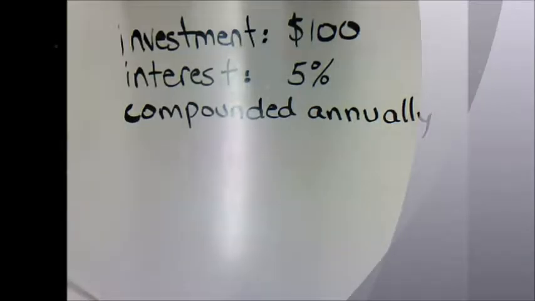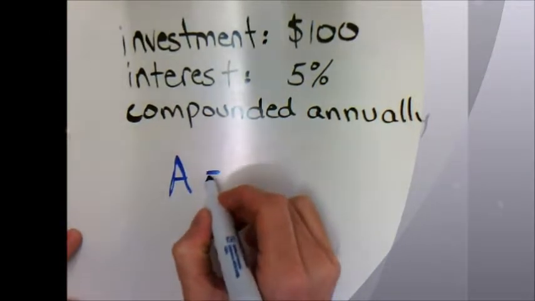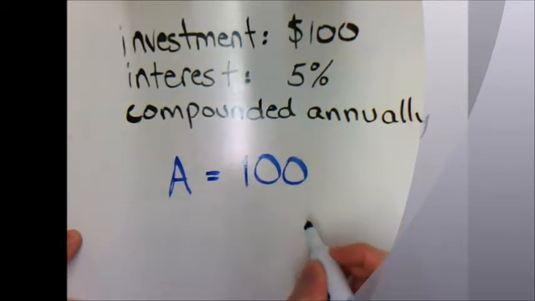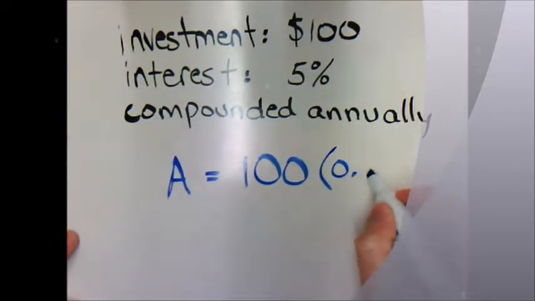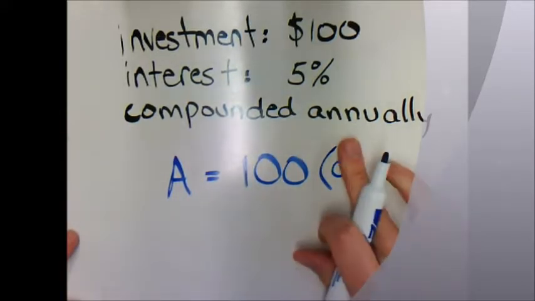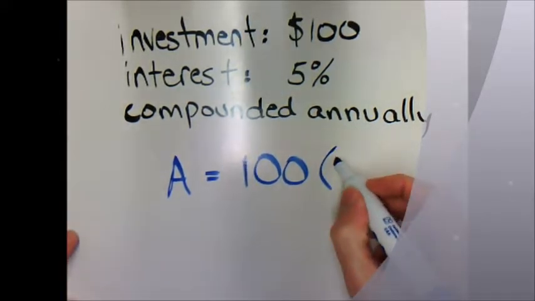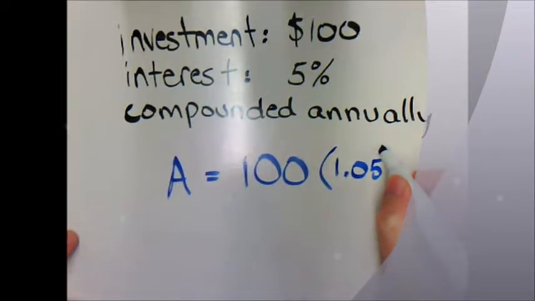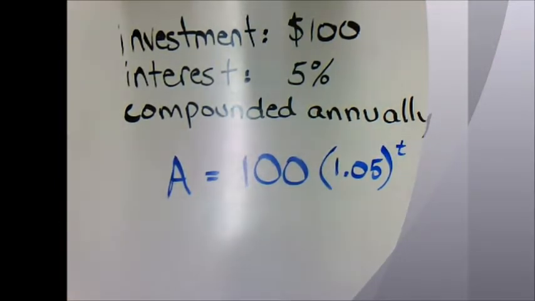Welcome to lesson 6.4 on the power law of logarithms. Suppose you invested $100 in an account that pays 5% interest compounded annually. The amount in dollars in the account after any given time, which we'll measure using the variable t in years, would then be given by A equals 100, which is your original investment, times 1.05 to the power of t.